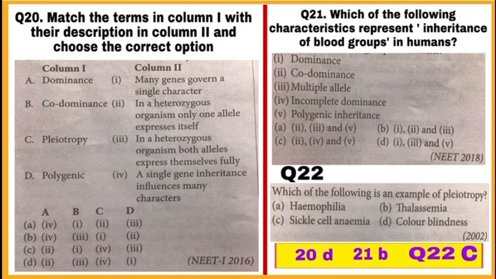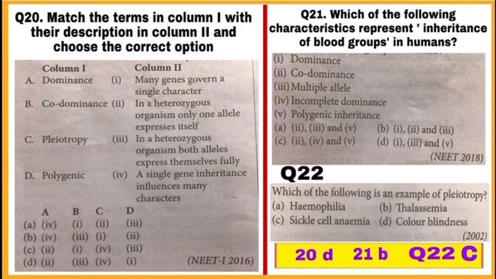D, polygenic of column 1 matches with 1 of column 2, that is, if many genes govern a single character, it is polygenic inheritance. So, correct option is D. A matches with 2, B matches with 3, C matches with 4 and D matches with 1. So, mark D as a correct answer.